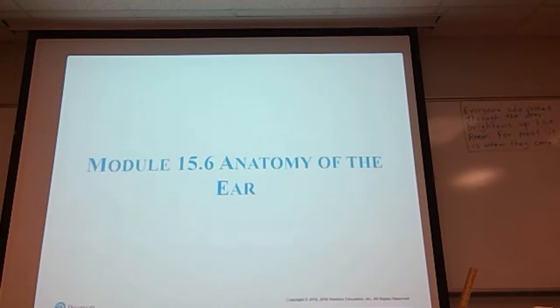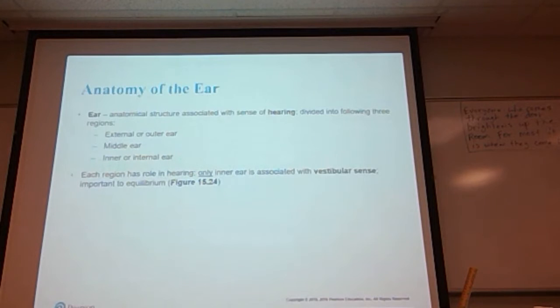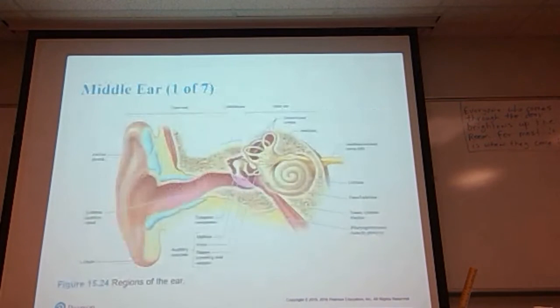All right, so I'm back again for the anatomy of the ear. The ear is the anatomical structure associated with our sense of hearing. It's divided into three regions. We have the external or outer ear, we have the middle ear, and then we have the inner ear or the internal ear. Each region plays a role in hearing. However, only the inner ear is associated with a sense called your vestibular sense, which is important to our equilibrium, and we'll talk about that a little bit later.